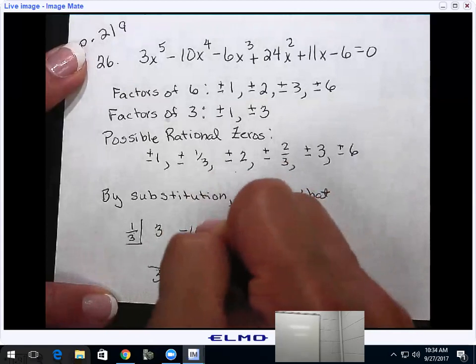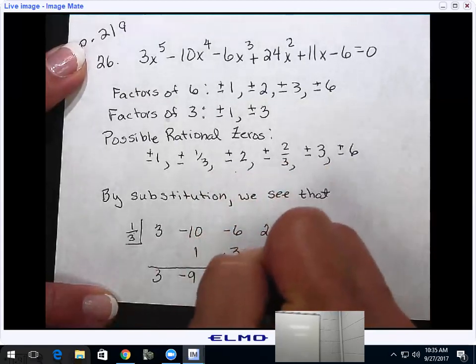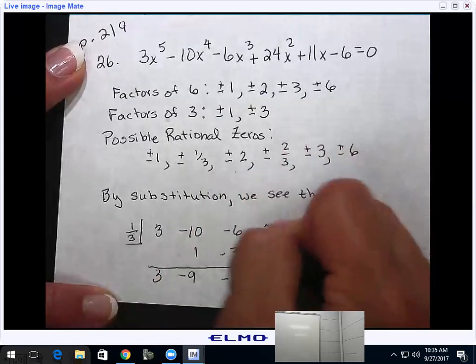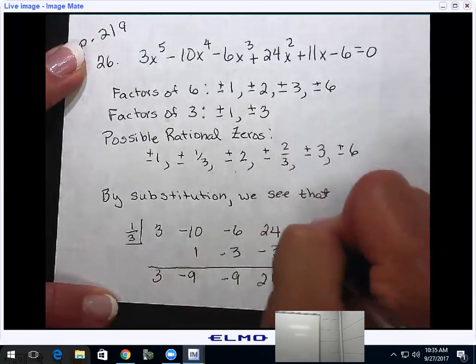One-third times 3 is 1. 1/3 times -9 is -3. 1/3 times 21 is 7.